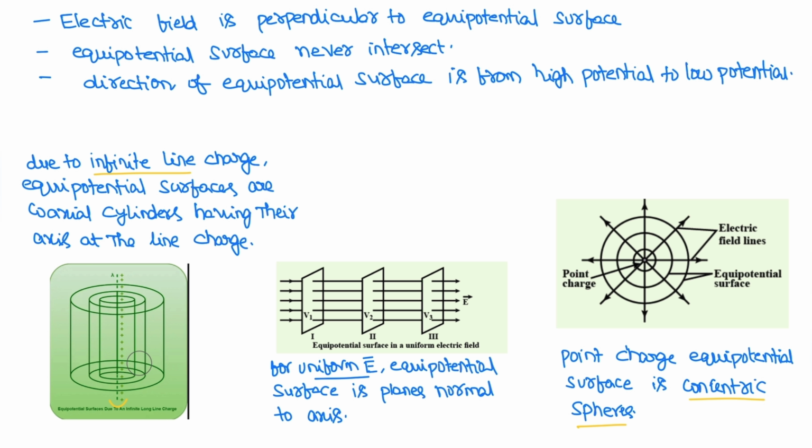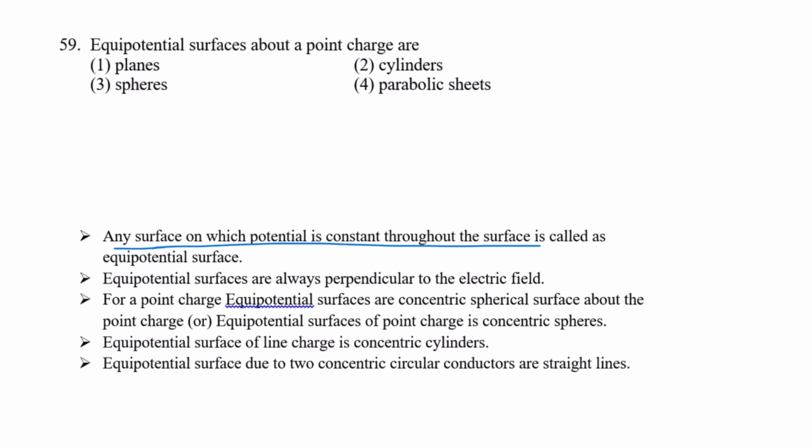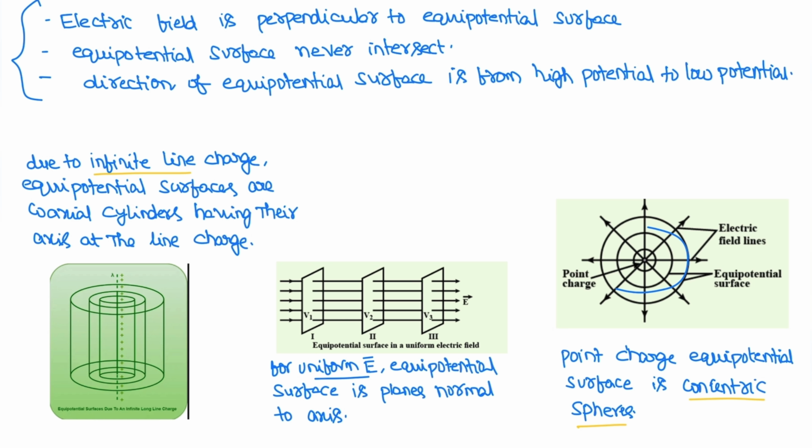The electric field is perpendicular to the equipotential surface. Equipotential surfaces never intersect, and the direction of the electric field is from high potential to lower potential. These are the points related to equipotential surfaces. So for the question, the equipotential surface for a point charge is nothing but spheres. Here it is shown, concentric spheres.